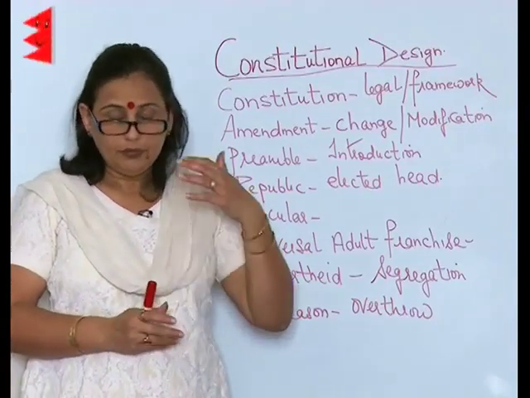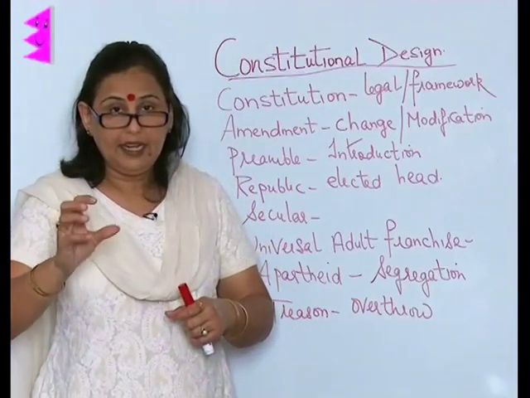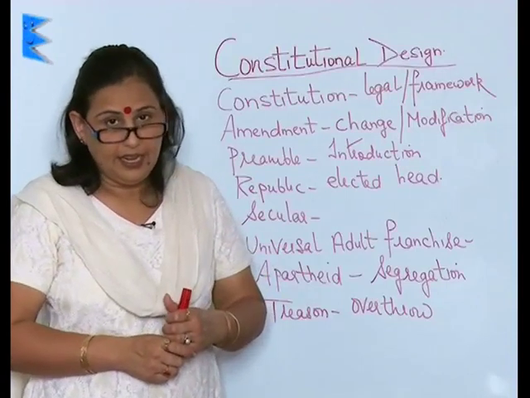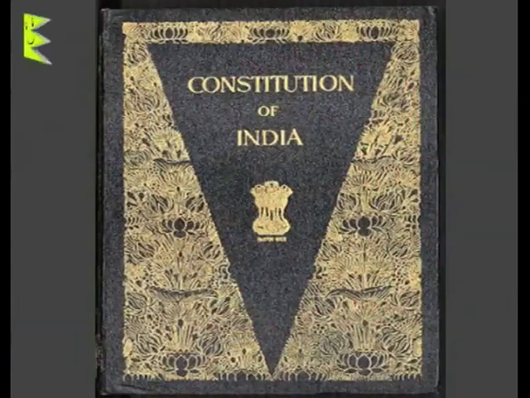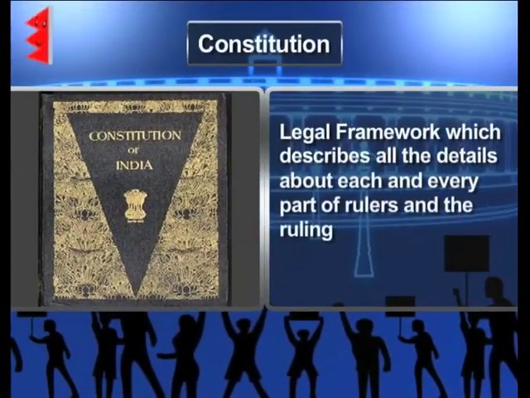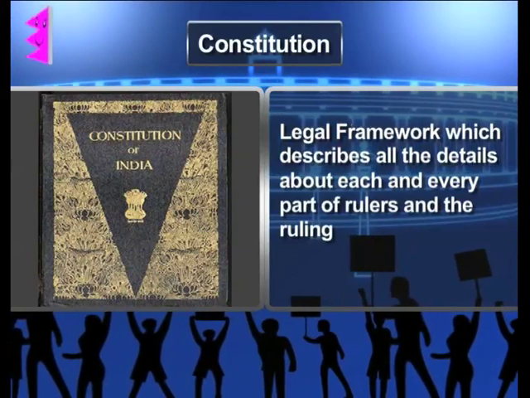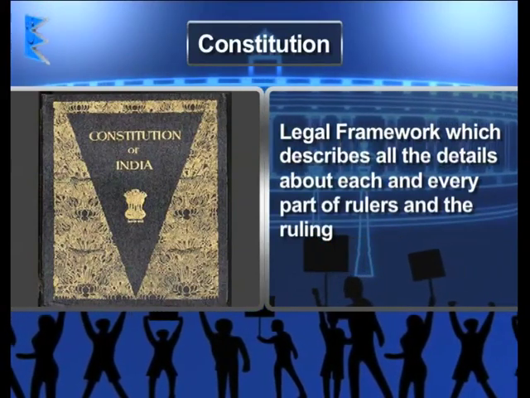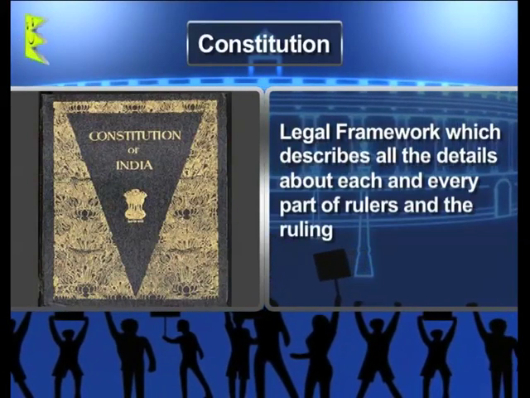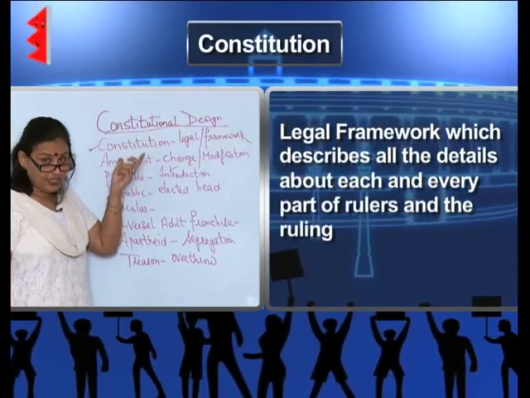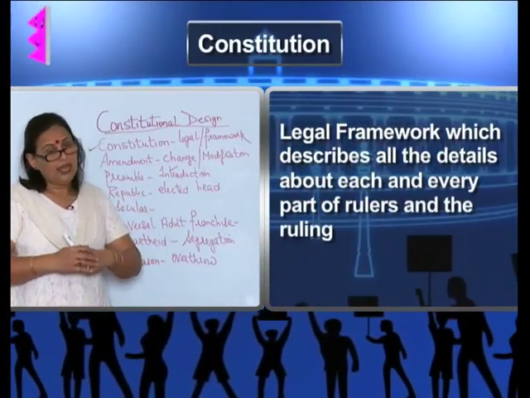But before we start with the chapter, that is, before we know the book, the guideline, which is called the Constitution, in detail, let me talk about the new terms and concepts. The first is the Constitution. The term Constitution means a legal framework which gives in black and white all the details as to what the ruler is, how he is going to rule, how the people can participate in the government, and what the limitations of the ruler are. So, Constitution in fact is that book which describes in detail each and every part of the rulers and the ruled.